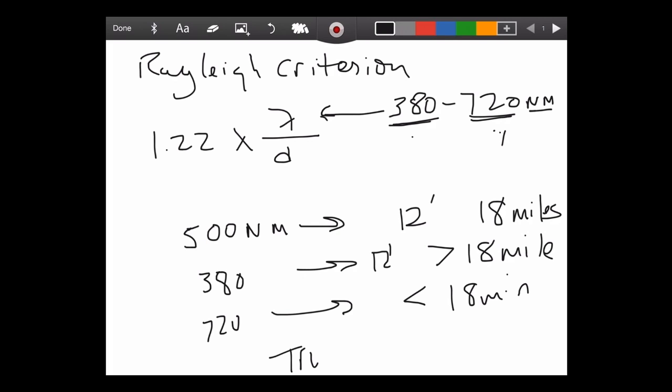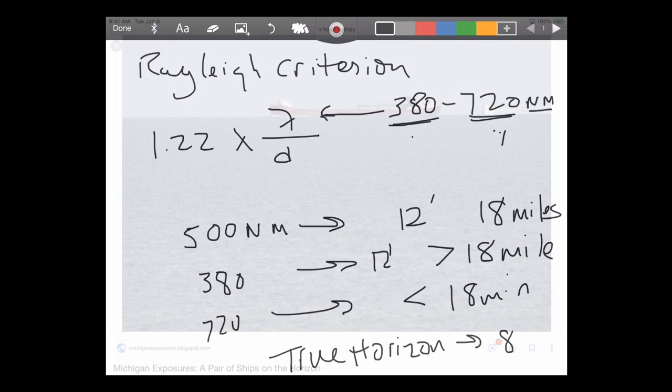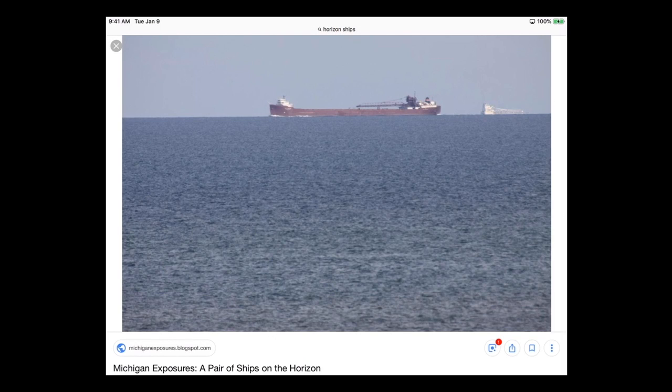Now, the true horizon on Earth says that we see that object at 8 miles, and then it disappears completely. Now, for example, on this photograph, these are two freighters out on the Great Lakes. You'll see the red freighter in front, and then you'll see a white freighter in the back. But notice how very sharp that horizontal horizon line is. There's no blurriness whatsoever, and you can clearly see the difference between the sky and the lake water.